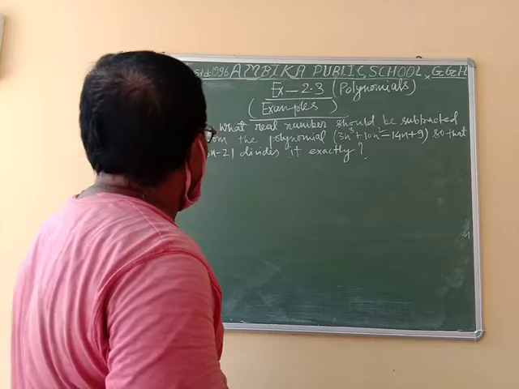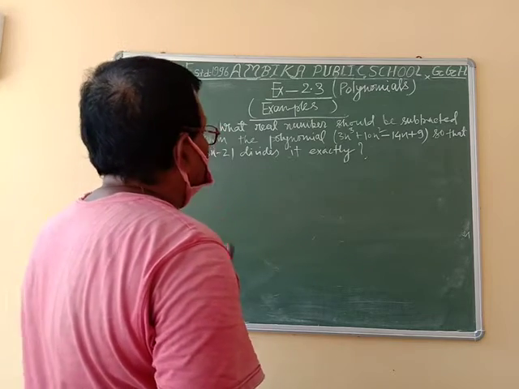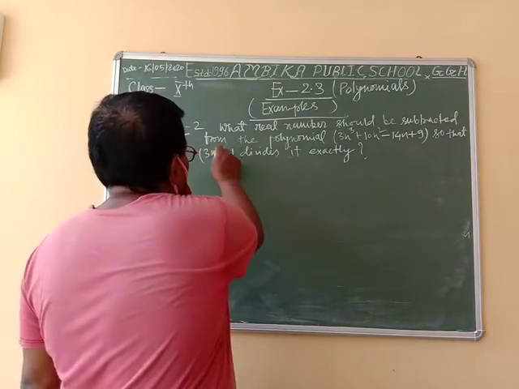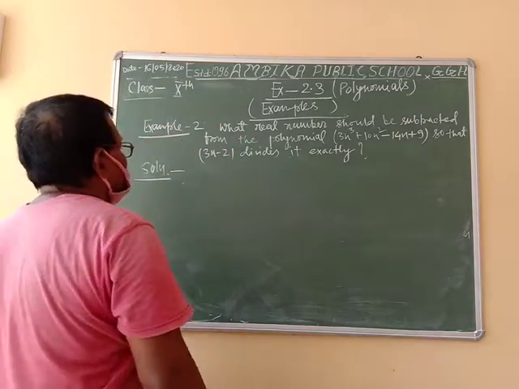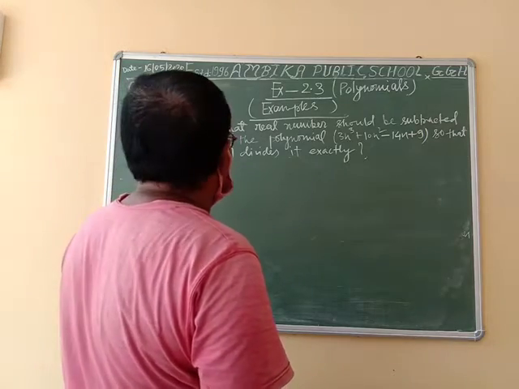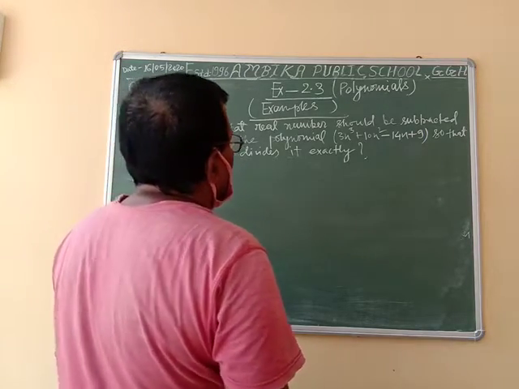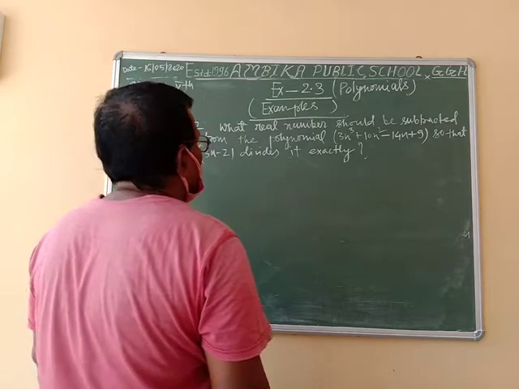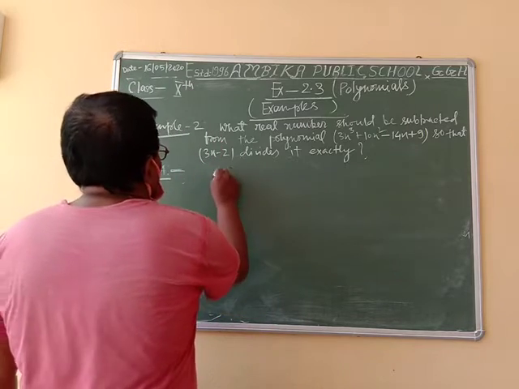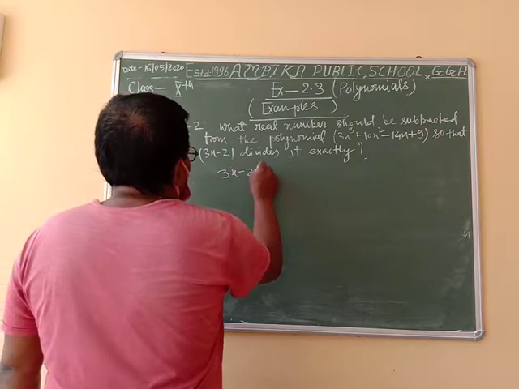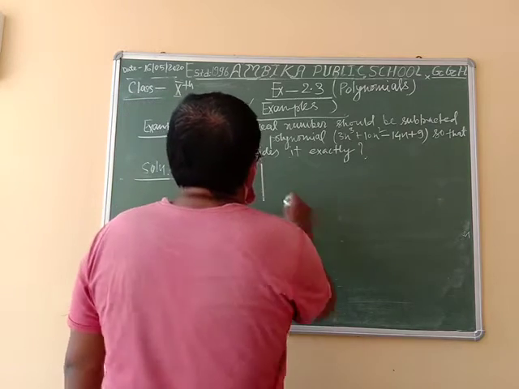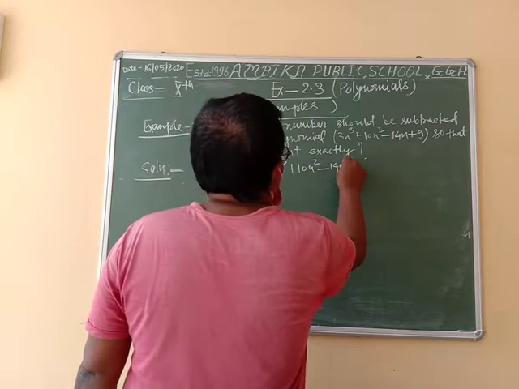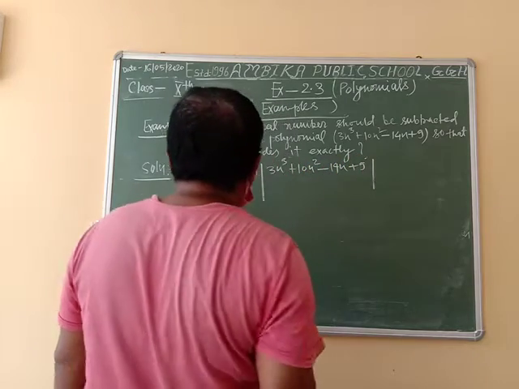What real number should be subtracted from the polynomial 3x cube plus 10x square minus 14x plus 9 so that 3x minus 2 divides it exactly? Here the terms of the polynomial are in order, so we do not change the order. We divide 3x cube plus 10x square minus 14x plus 9 by 3x minus 2.